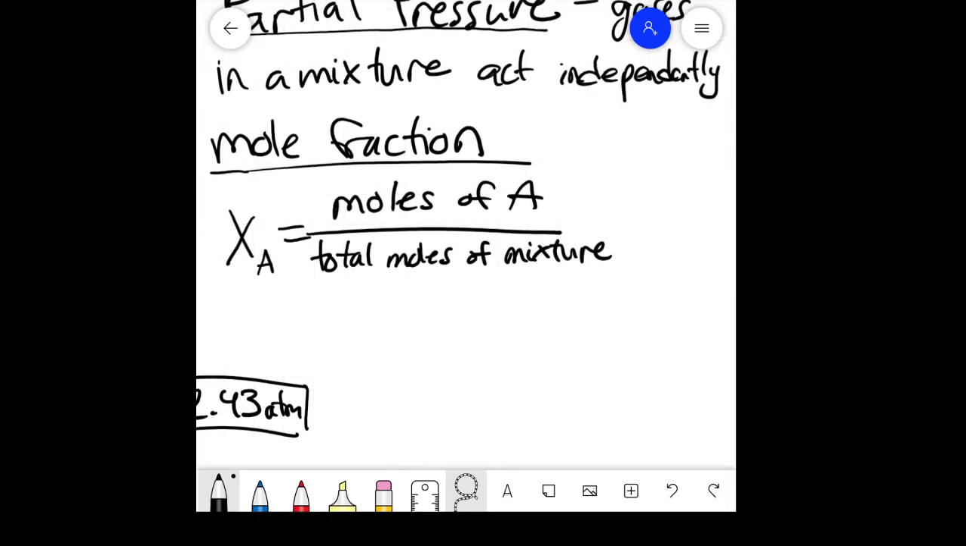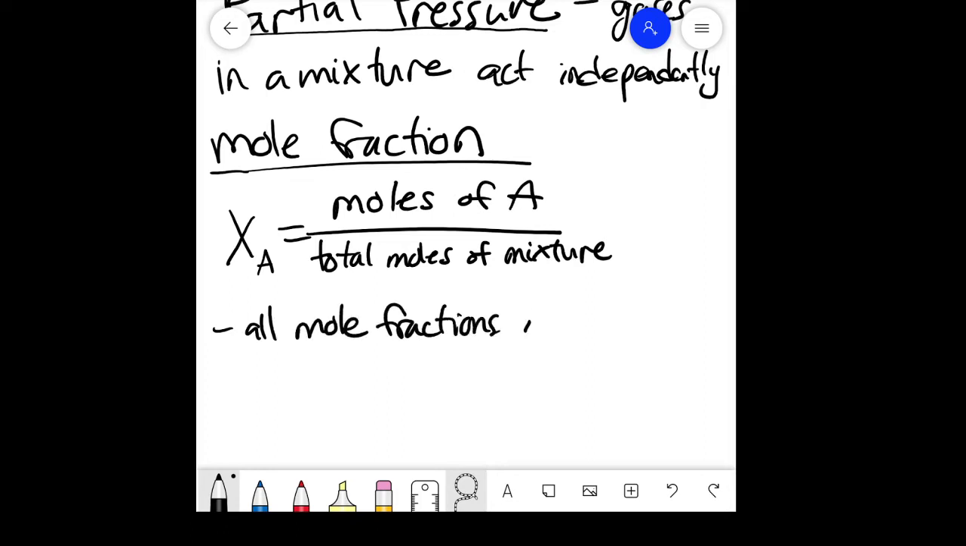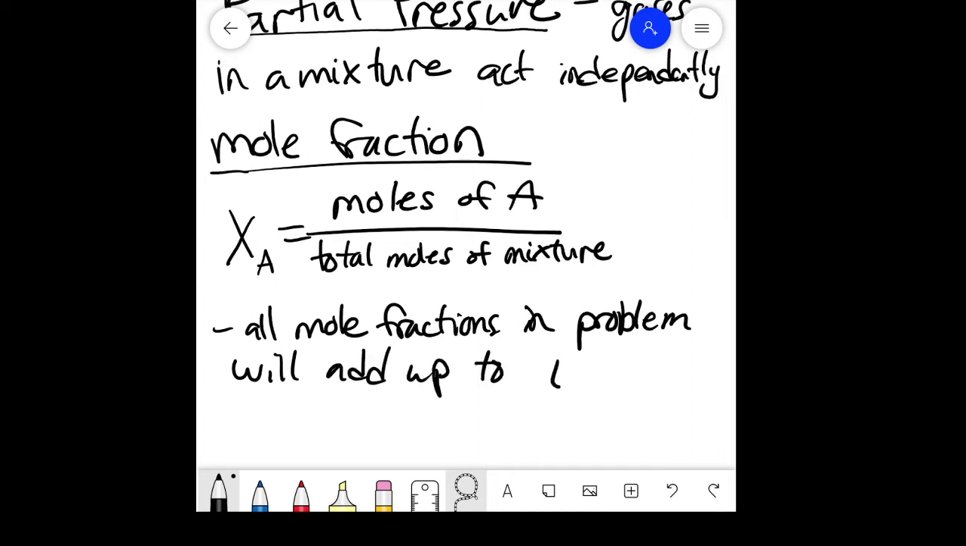But something to note about the mole fractions, all mole fractions in a problem will add up to 1. They'll all add up to a whole. So all your fractions will add up to 1, which means they are going to be less than 1. That's a key way to know if you're doing it right.